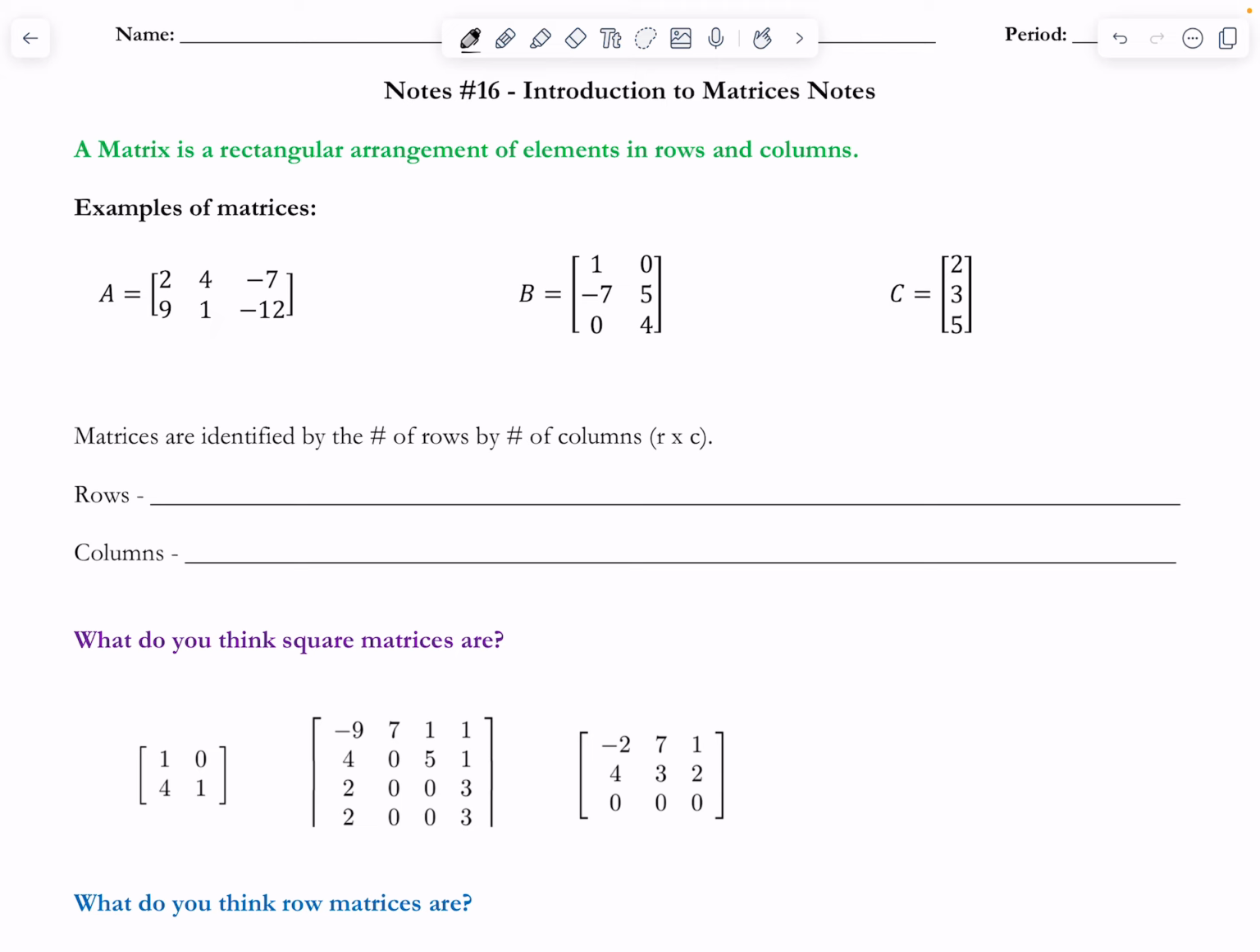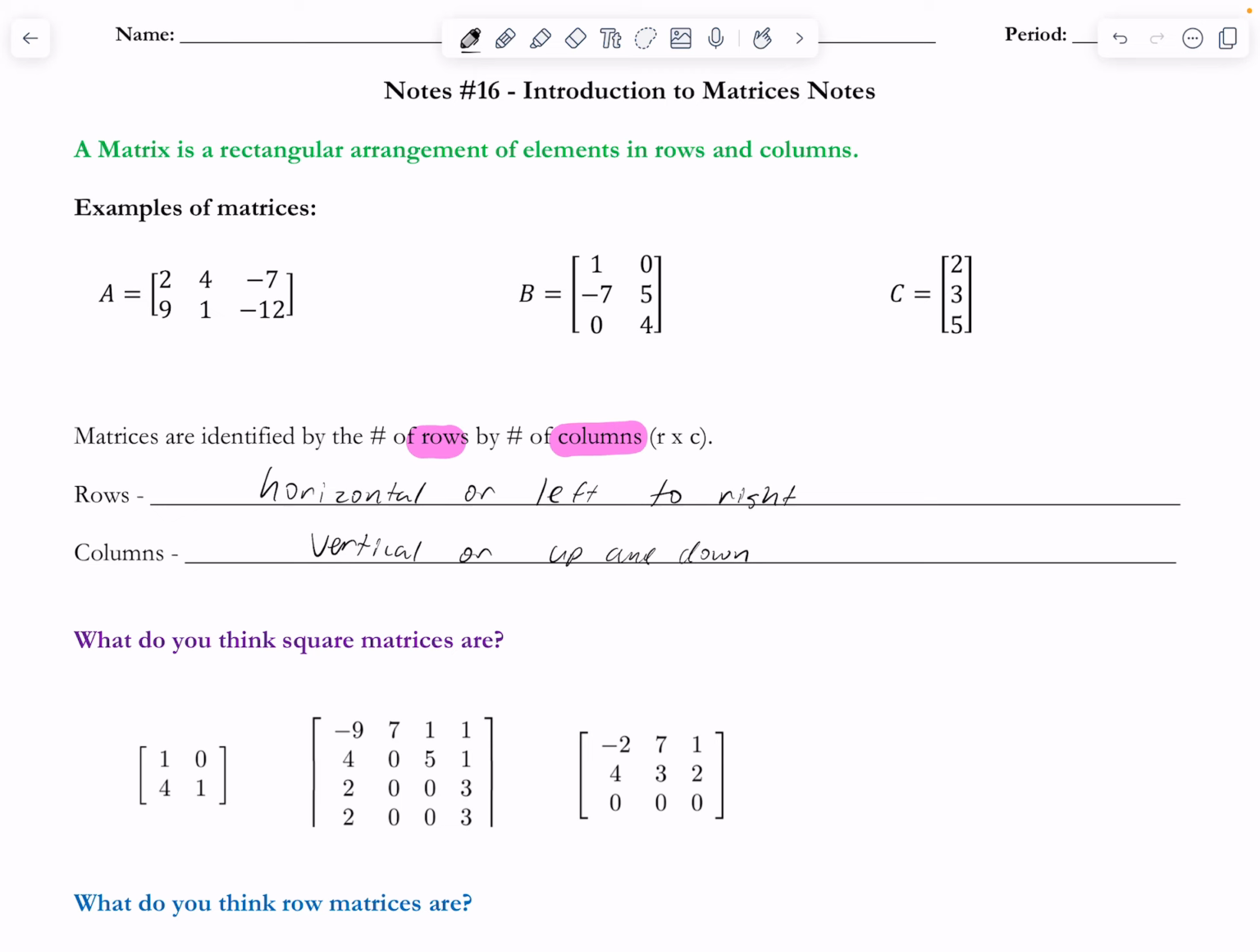So it's a way to store data elements that you'll see here. These examples of matrices are matrix A, matrix B, and matrix C. The way we identify them, not only by the letter, is we focus on the rows and the columns of a matrix. So it's always rows by columns. Rows are horizontal, or left to right, and columns are vertical, or up and down.